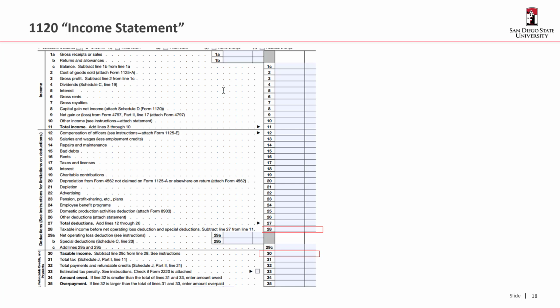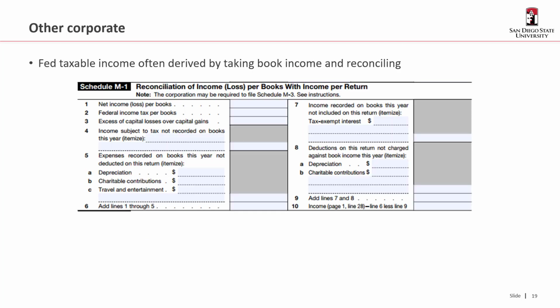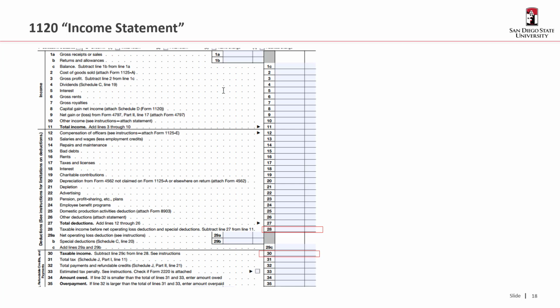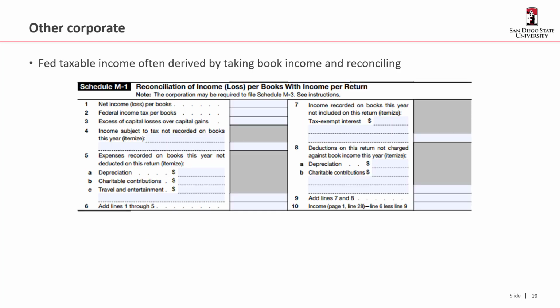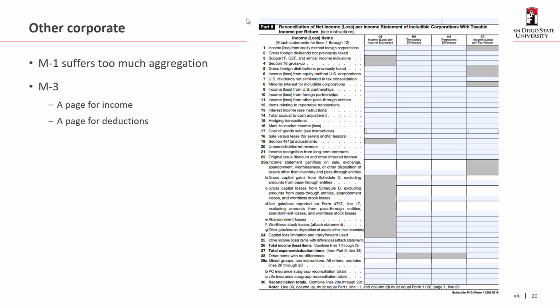Note that when you reconcile on the M1, look at line 10, you're reconciling to line 28. So nowhere on the M1 are you going to see the DRD or an NOL, right? So you're reconciling to line 28. That's different than line 30. Notice that line 30 is true taxable income after those special deductions of the NOL and the DRD. So just make sure when you're reconciling your M1, you're using the right number. So the M1 suffers from too much aggregation, right? That was the complaint on the part of the service, even though you often would attach schedules beyond what the M1 was, and you just say, see attached statement. So they developed the M3.